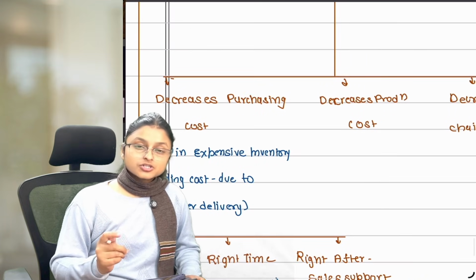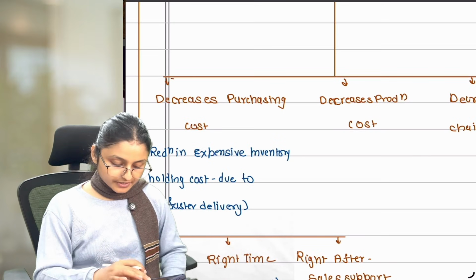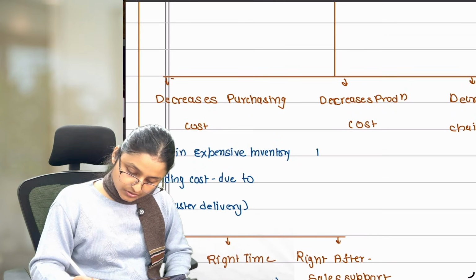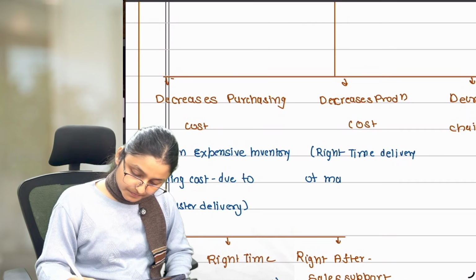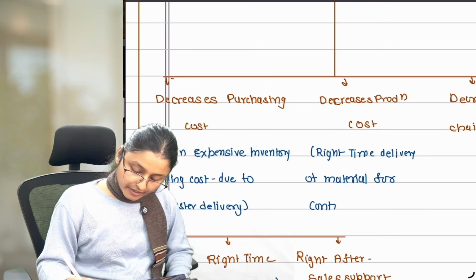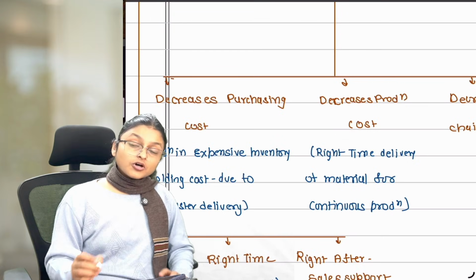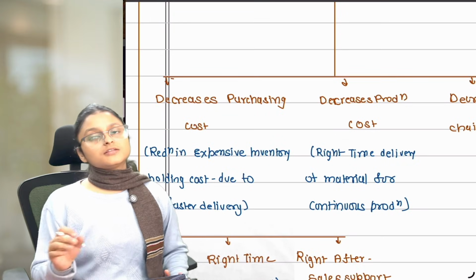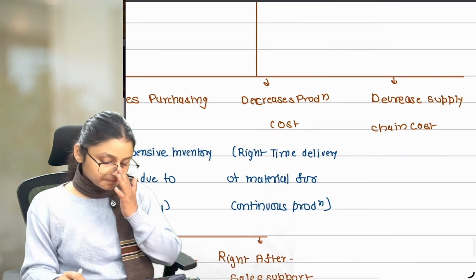Next, decreases production cost. How? As your raw material is delivered on time, your production costs get reduced. Right? Timely delivery of material for continuous production, and hence continuous production is continued, so your cost of production is not considered as loss, it will be utilized for producing the product, right?